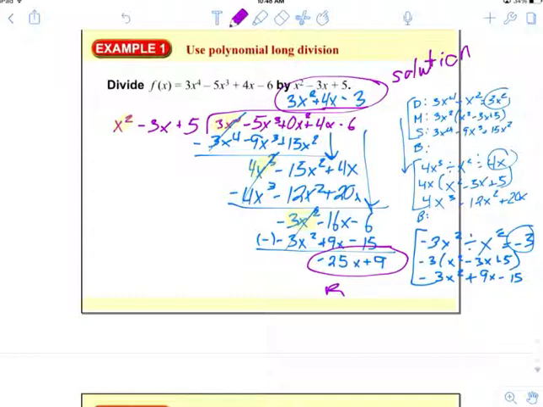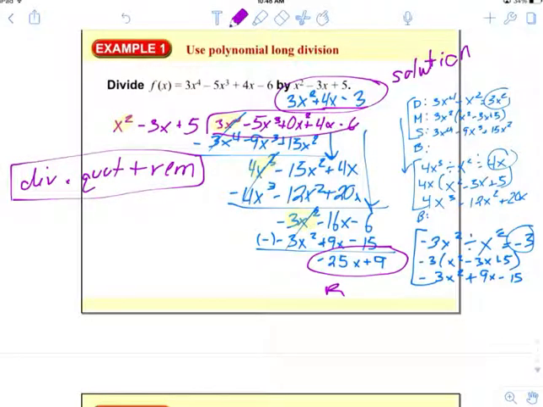So if I want to go back and check my work, all I need to do is multiply the dividend times the quotient and then add my remainder. And I should get my divisor. So you can do that out on your own. You could double check it in a calculator. It's up to you, but that's the quick and easy way to find out if you have the correct solution.